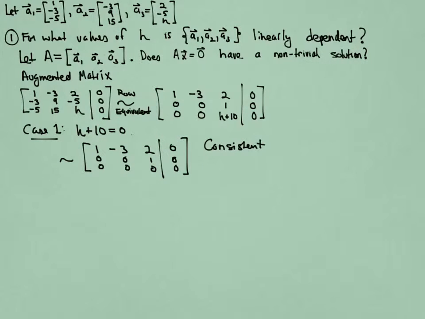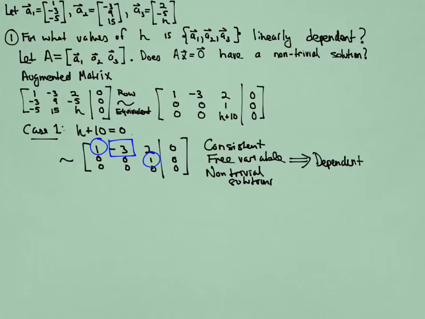You can see that it's consistent. We know it's consistent at the beginning because at the very least there's the trivial solution to this equation, so it had to be consistent anyway. And there are two pivots, not three, and so unfortunately, or depending on your view, there must be a free variable. That means we have non-trivial solutions, infinitely many non-trivial solutions, and therefore the vectors are dependent.